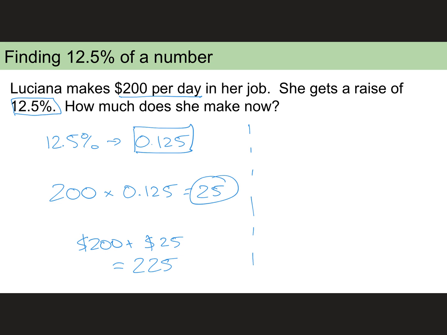Now, with an equation, I would do this. She's going to make $200 per day, and she now has a 12.5% increase. So I would multiply what she makes per day by 1 plus my decimal of 0.125. And when I multiply these together, I would find that she makes the same thing, $225. So these are both good ways to do it. One, you can add the two numbers together, or the second one, you can just multiply directly by the 100% plus the percent increase.